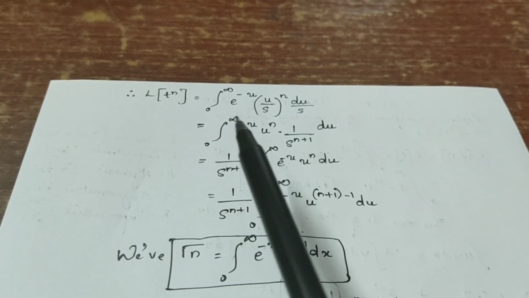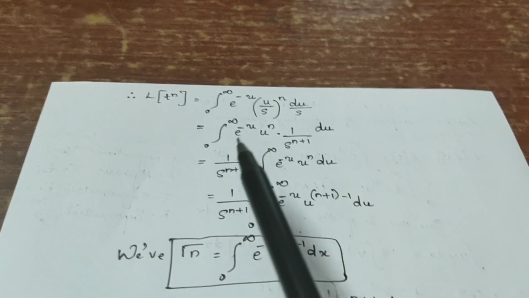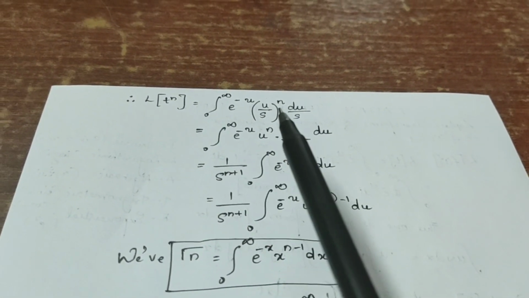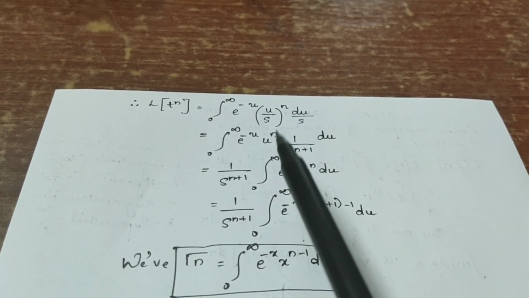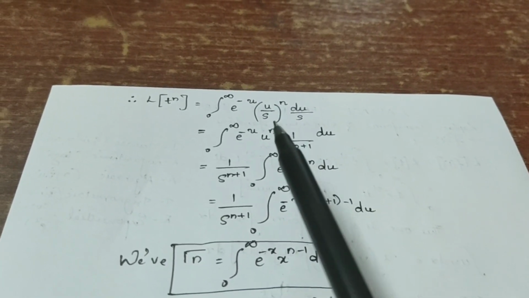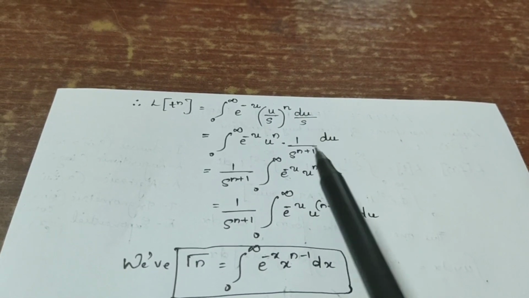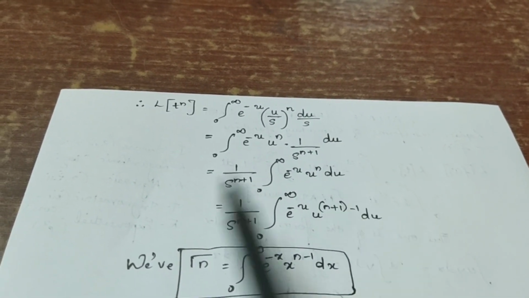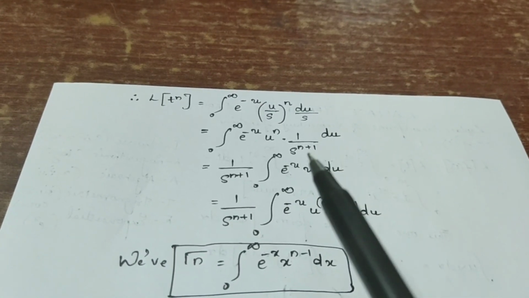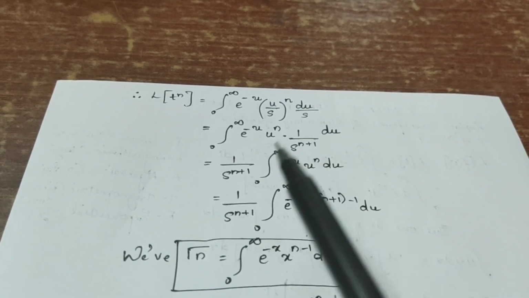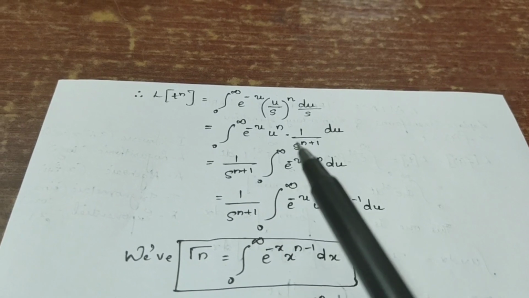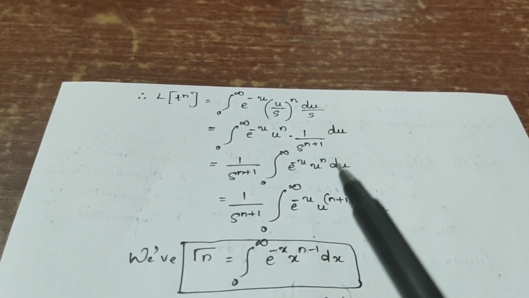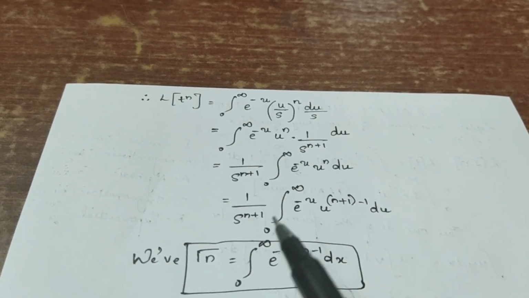Which is equal to integral 0 to infinity e raised to minus u. We'll take this u raised to n outside, u raised to n into 1 by s raised to n into 1 by s. So it becomes 1 by s raised to n plus 1 du. Now we'll take this 1 by s raised to n plus 1 outside into integral 0 to infinity e raised to minus u, u raised to n into du.